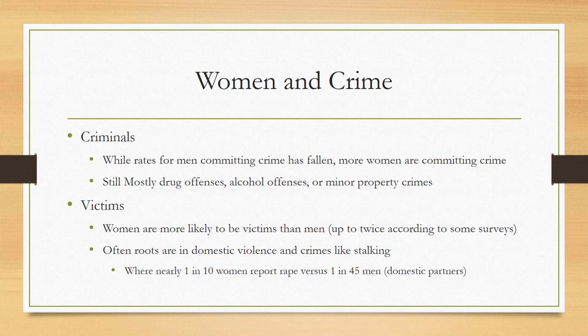Women in crime. Well, rates for men committing crime have fallen. The number of women who are committing it compared to men has gone up some. It's still mostly drug offenses, alcohol offenses, property crimes. We do know that victims are more likely to be women. They're more overrepresented than men.